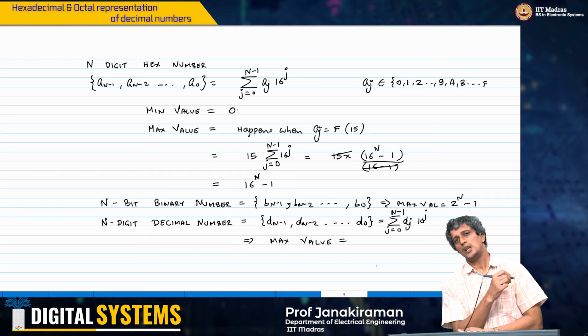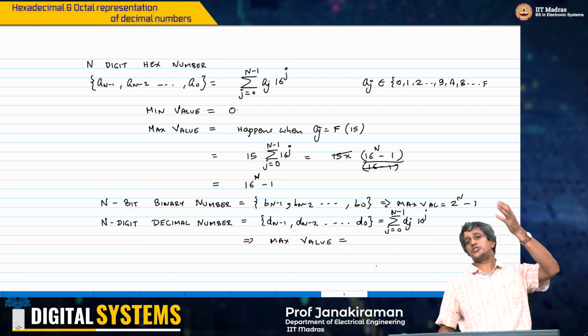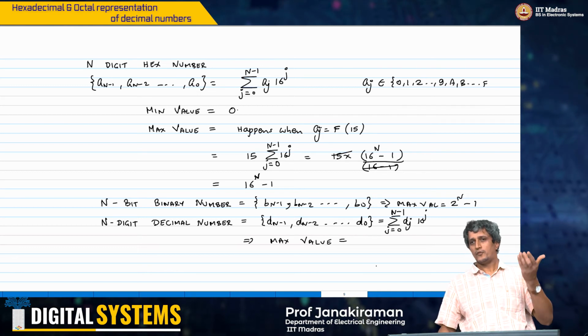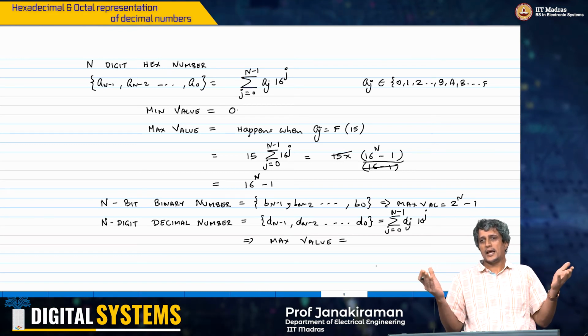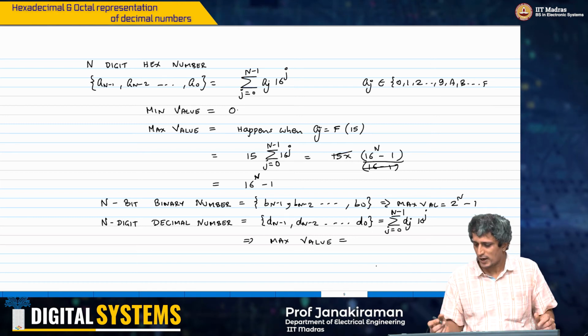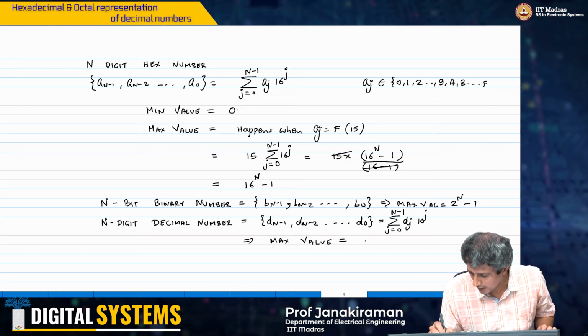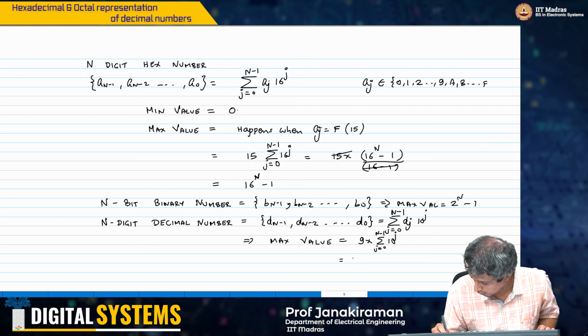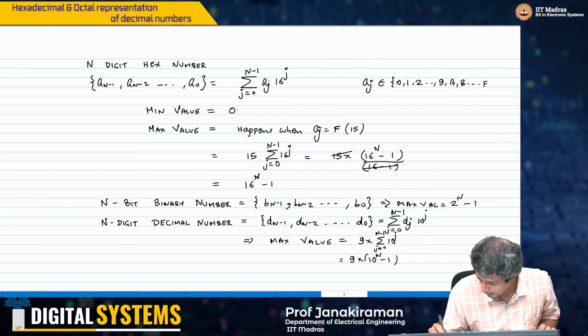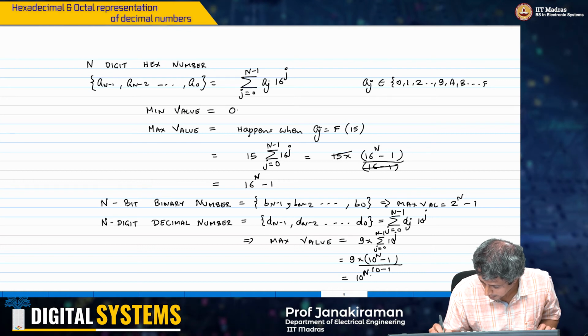For example, if I say there are 4 digits, what is the maximum value that a 4-digit number can represent in decimal? Obviously the answer is 9999, 4 nines. Every digit should be at its maximum value, so the answer is 9 times the summation of 10 to the power j, j equal to 0 to n minus 1, which is equal to 9 times (10 to the power n minus 1) divided by (10 minus 1), which equals 10 to the power n minus 1.